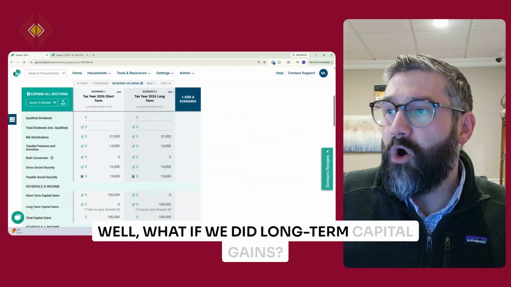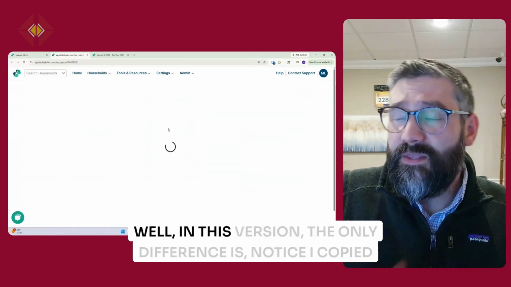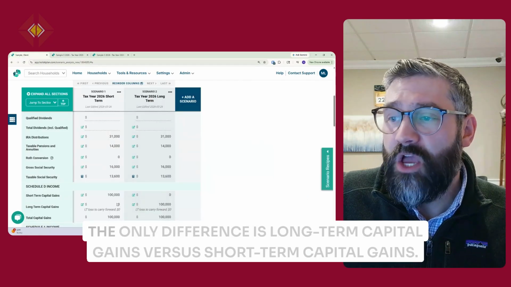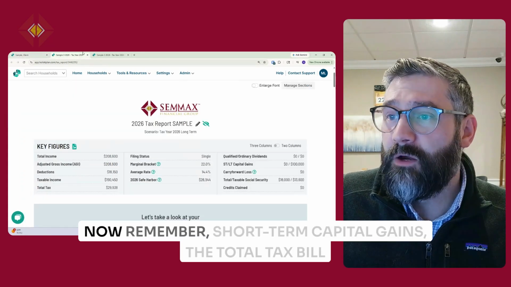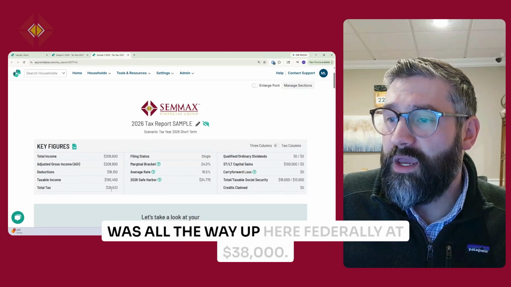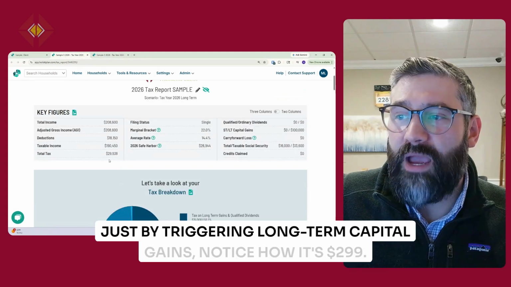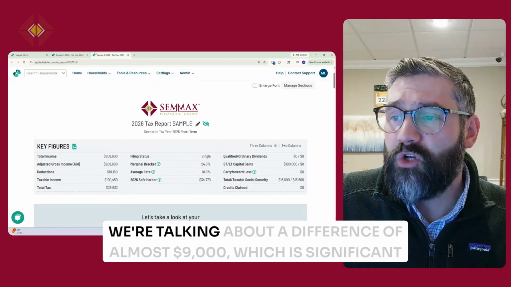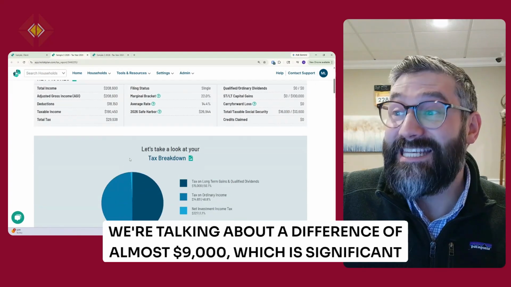Well, what if we did long-term capital gains? What if you held it for a year and a half and then sold it? Well, in this version, the only difference is, notice I copied everything over. The only difference is long-term capital gains versus short-term capital gains. Now remember, short-term capital gains, the total tax bill was all the way up here federally at $38,000. Just by triggering long-term capital gains, notice how it's $29,900. That is a huge difference. We're talking about a difference of almost $9,000, which is significant.